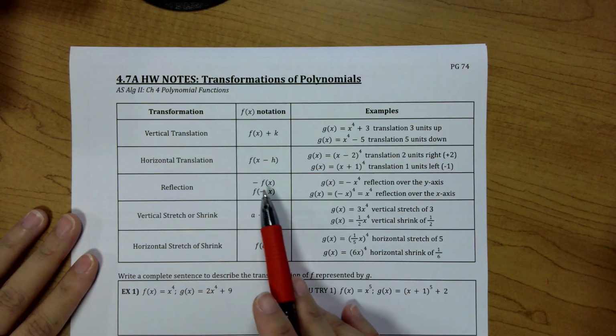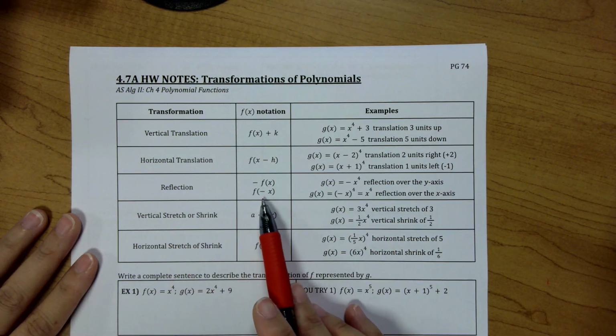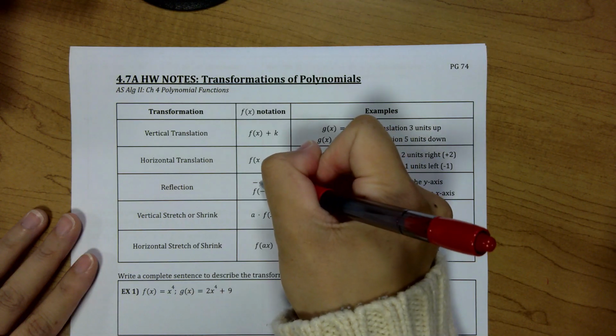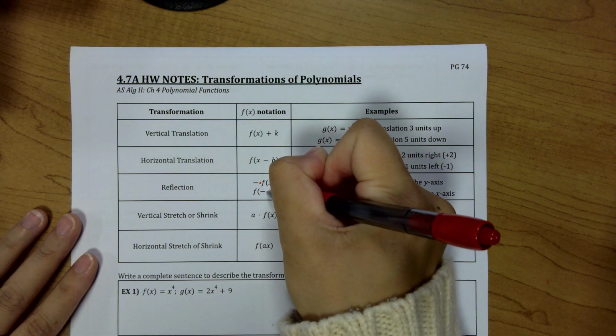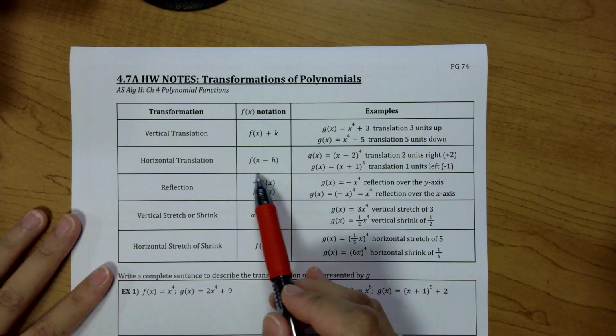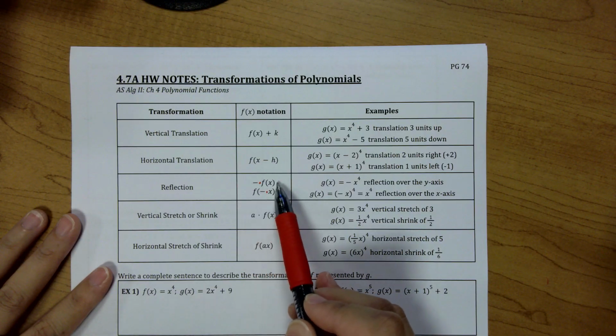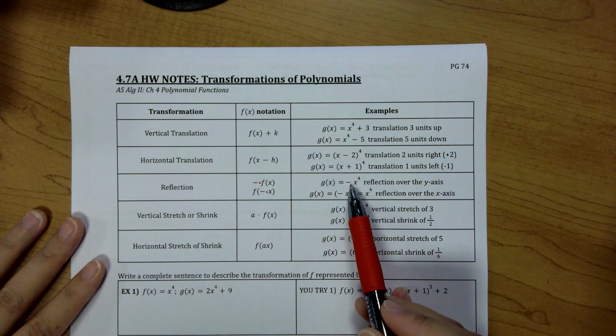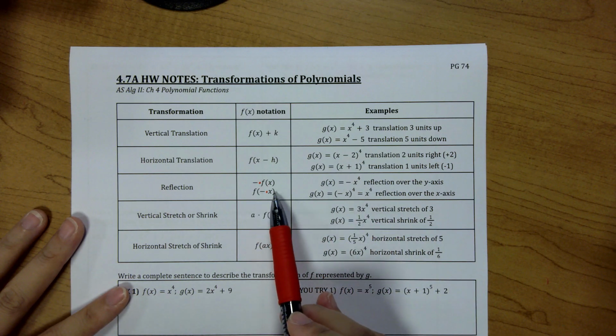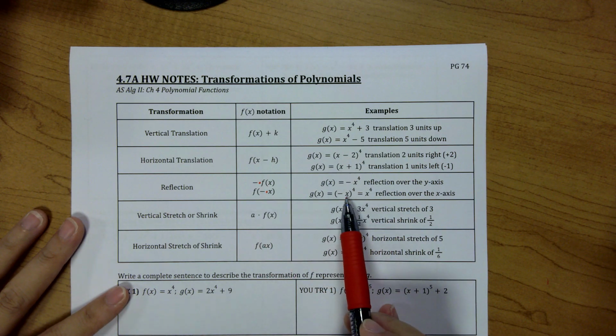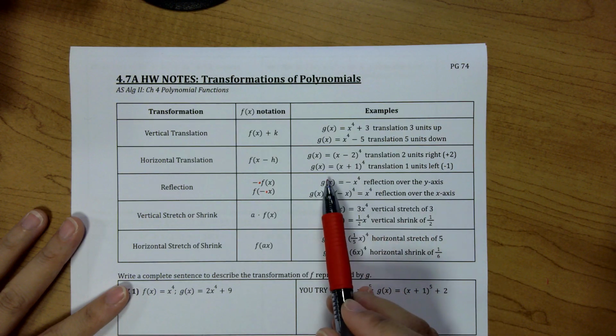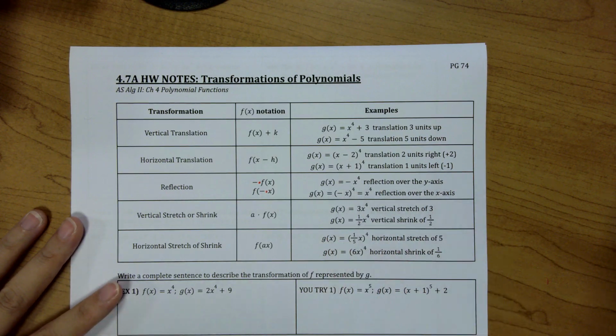And then reflections are actual negatives that we are multiplying the function by. So either y or x. So if I'm multiplying all of the functions as my y equals, then it's outside the parentheses. If we're multiplying just the x's, it is inside the parentheses. And this is the y-axis for outside, x-axis for inside.